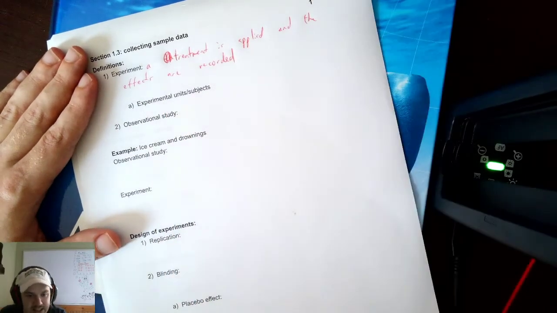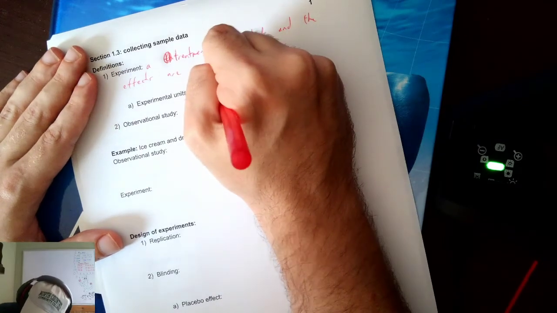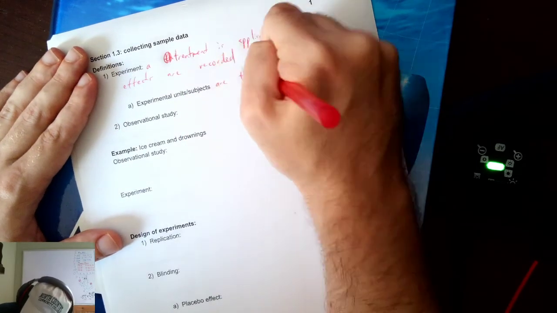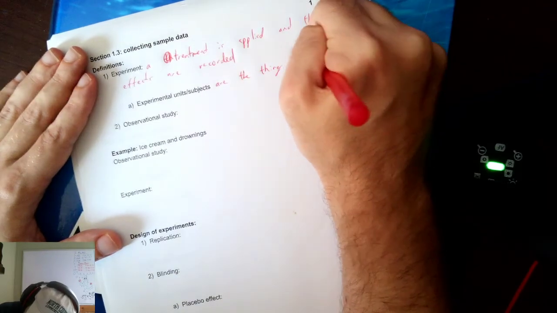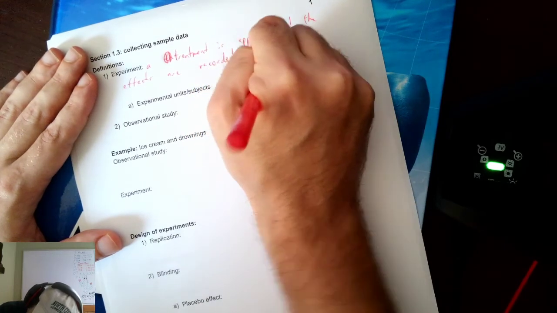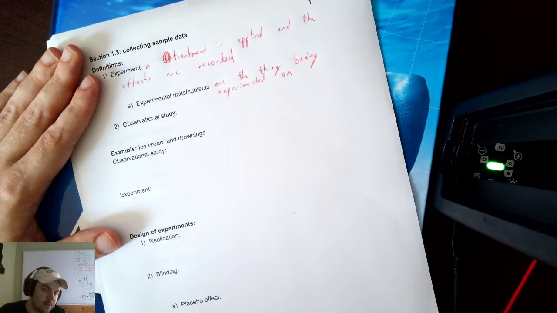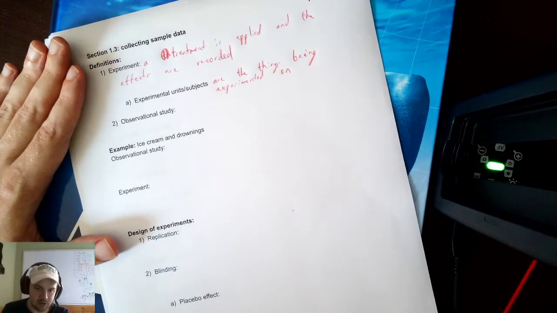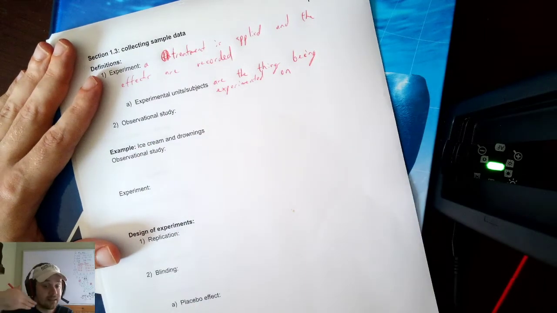Experimental units or subjects are what's being experimented on, are the things being experimented on. Experimental units are subjects. Subjects, people. Experimental units, inanimate objects. Observational study, that is different than an experiment.